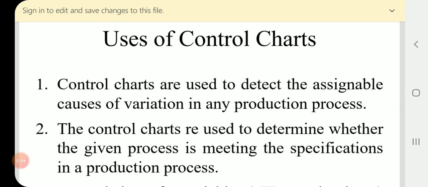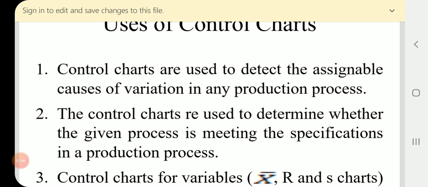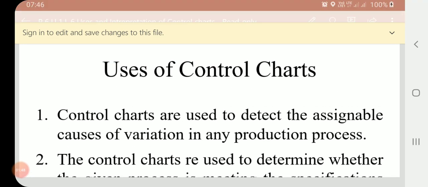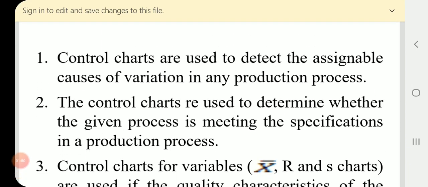Machine setting, adjustment of machine, negligence on the part of the operator, which means improperly handling the machines by operators, etc. To identify the assignable causes of variation, we are using control charts.